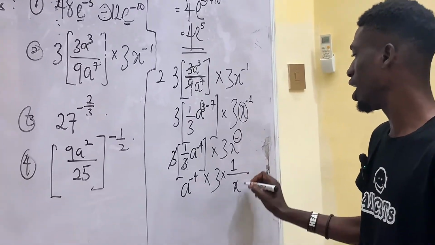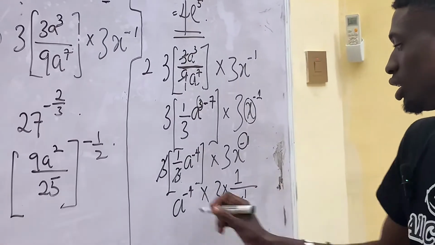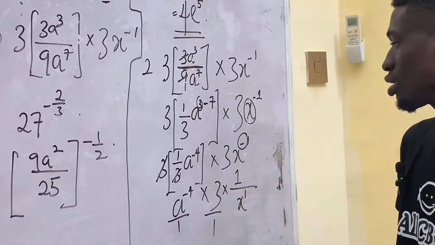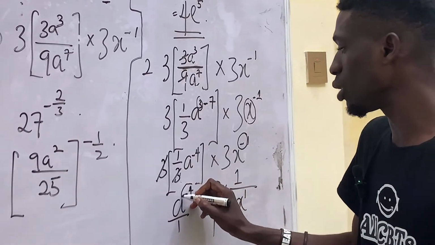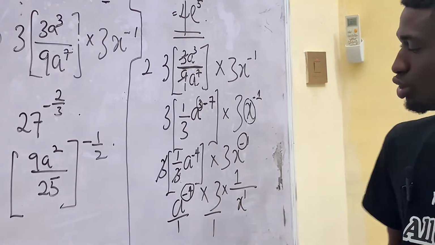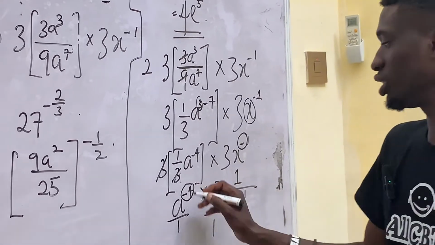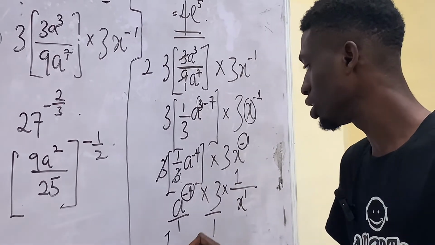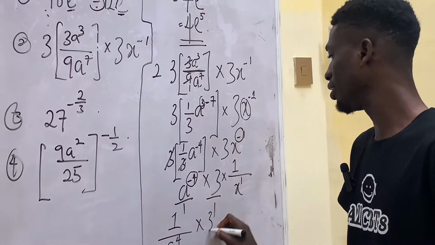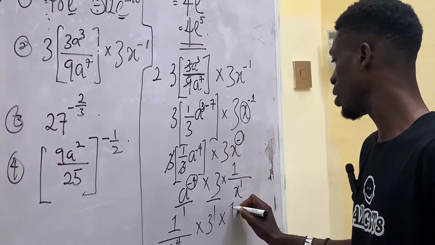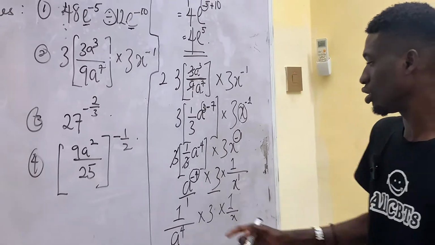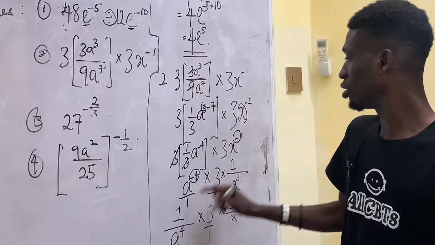So I have what here? X raised to power what? 1. And this is over 1. But don't forget, this also has negative power. So we are going to also use the negative law, which states that 1 all on a raised to power 4 multiplied by 3 multiplied by 1 all on x. So this is over 1.